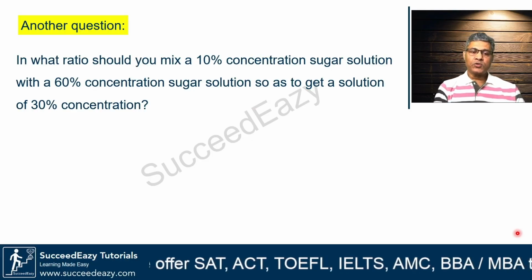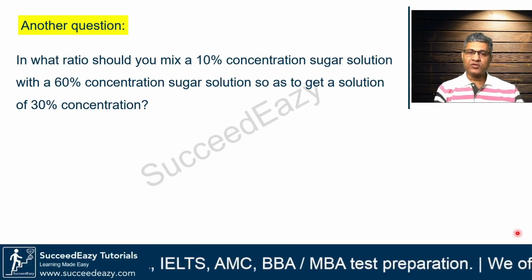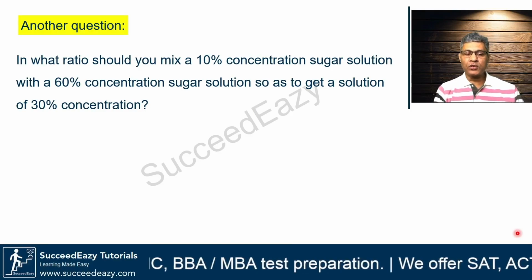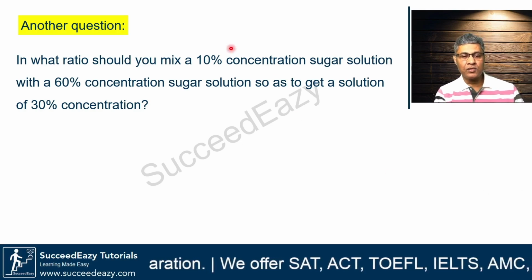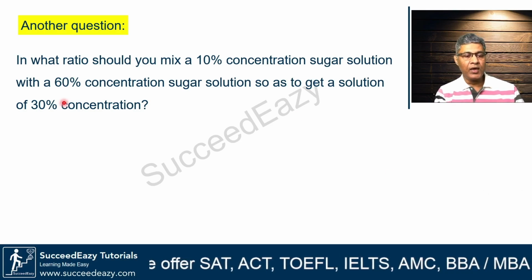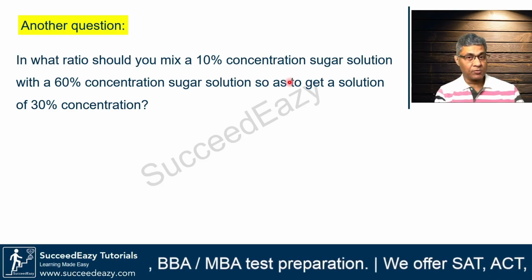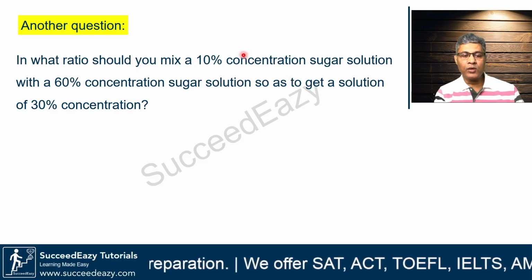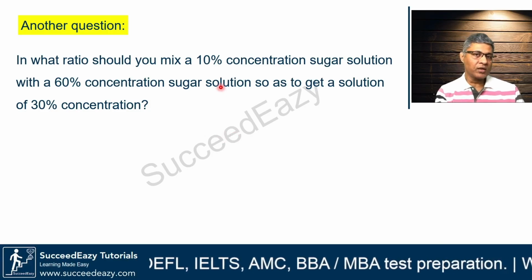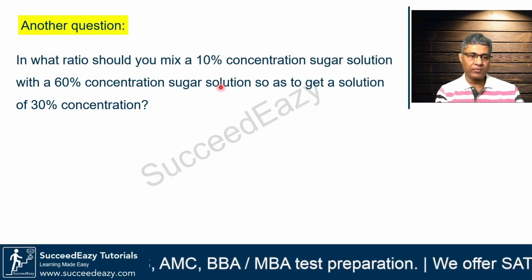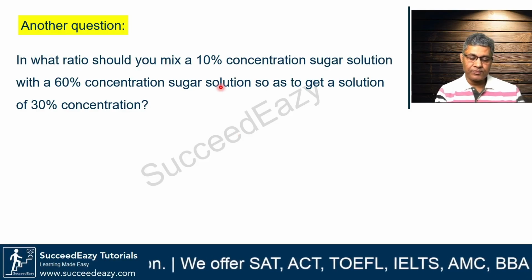In what ratio should you mix a 10% concentration sugar solution with a 60% concentration sugar solution so as to get a solution of 30% concentration? Again, look at the question. Concentration 1, concentration 2, and you get P. So here the quantities are not given explicitly. Remember, you are given only the concentrations and the ratio is asked. So if the absolute quantities are not given, the ratios can still be found. How? Okay, let's look at the solution. If you want to try, you can pause and come back.